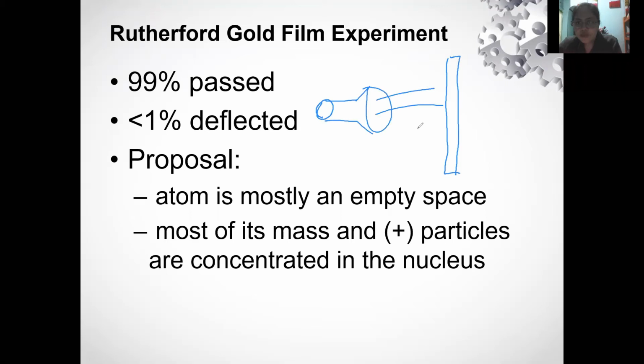And then, pinapass through niya yung light. So, sa experiment niya, ang result, 99% daw of the light passed through the gold film. And only 1% of the light yung bumalik, na deflect. So, ito yung mga proposal niya based sa gold film experiment niya. Since 99% of the light passed through, according to him, atom daw is mostly an empty space. Empty space, wala kang makikita, kaya nga nag-pass through yung light.